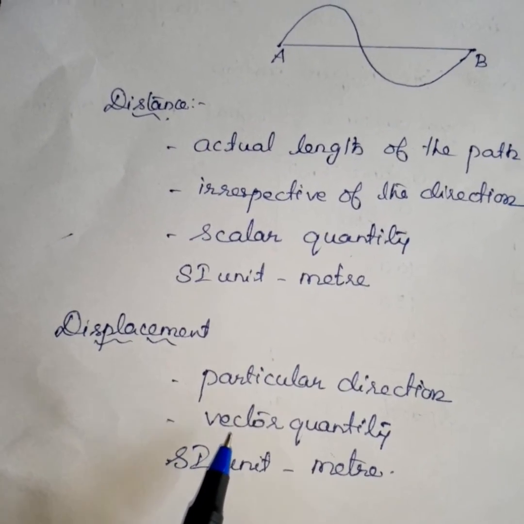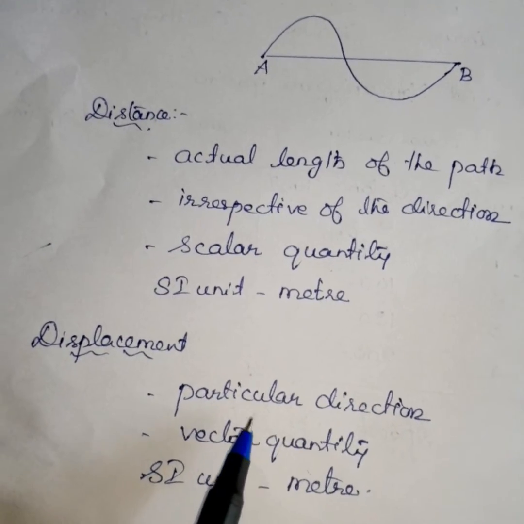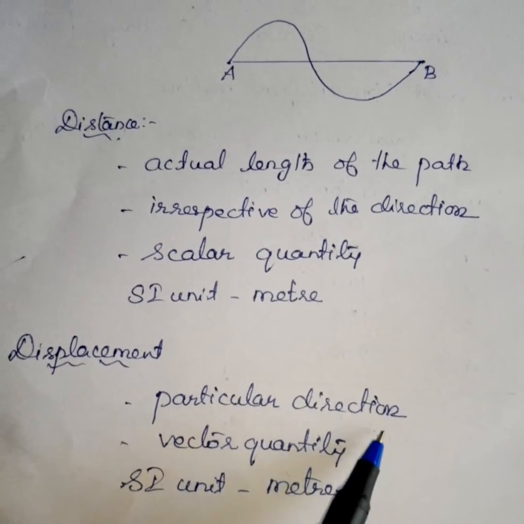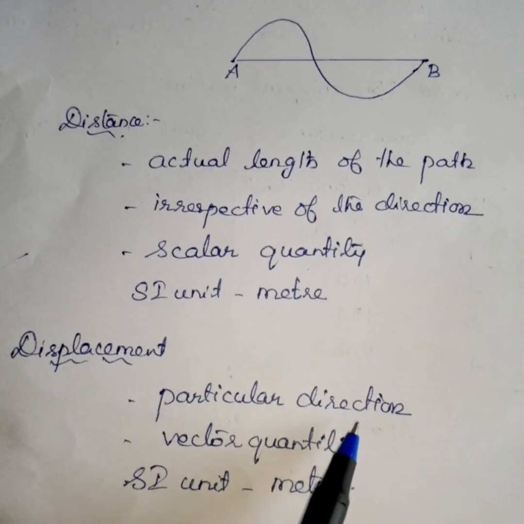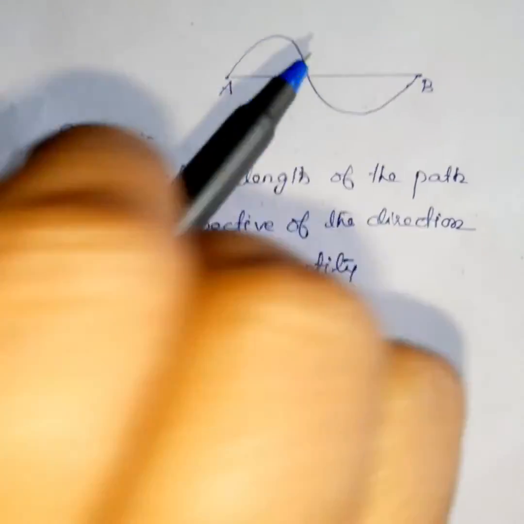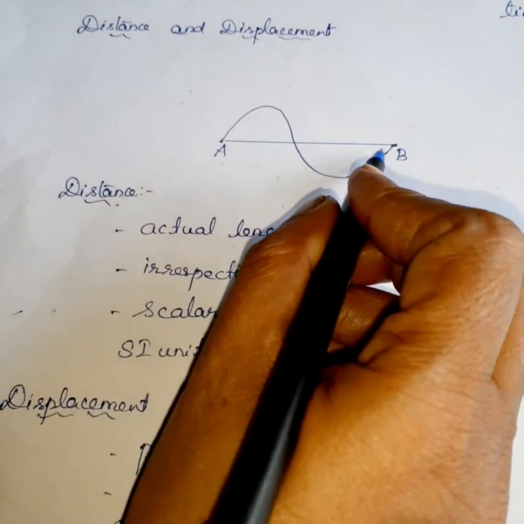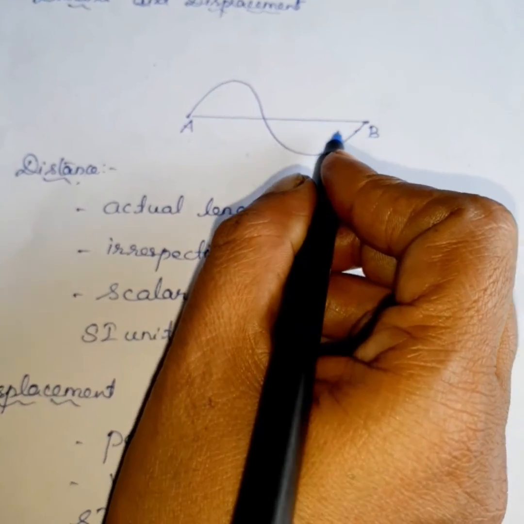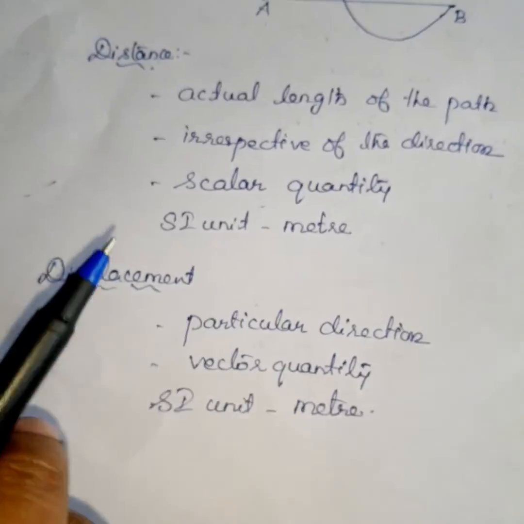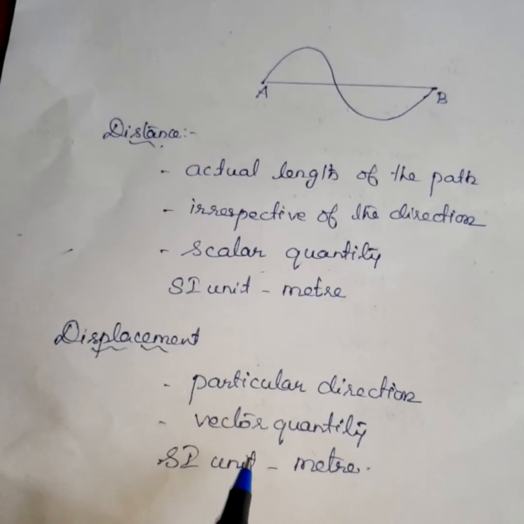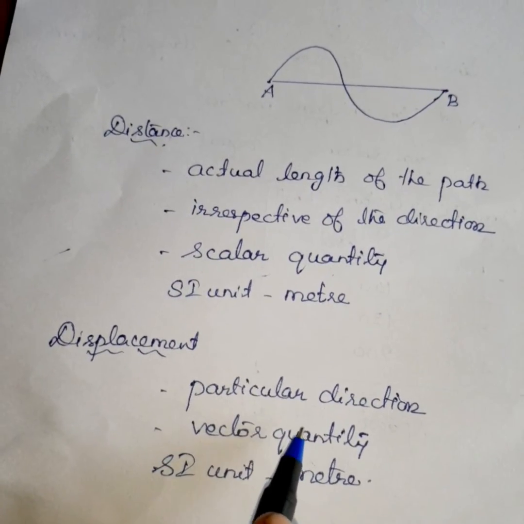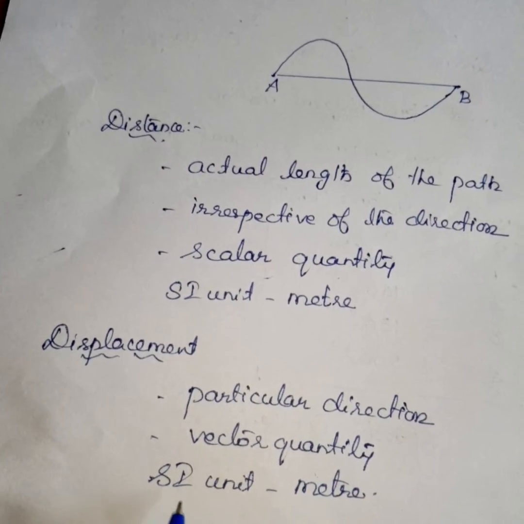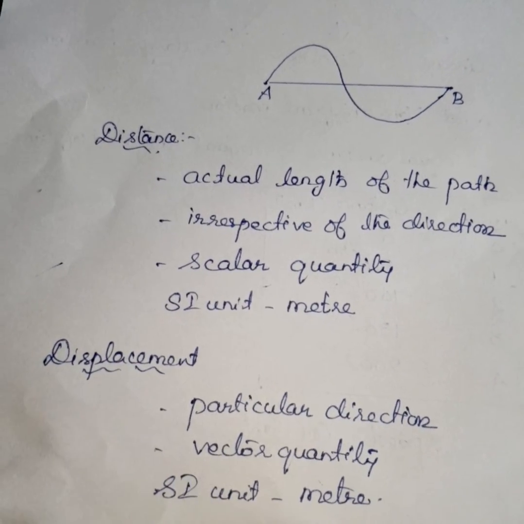Next we are going to study displacement. It is defined as the change in position of a moving body in a particular direction. Here, the length of the straight line AB is called displacement. It is a vector quantity, because it has both magnitude and direction. It is also measured in meters, so the SI unit of displacement is meter.